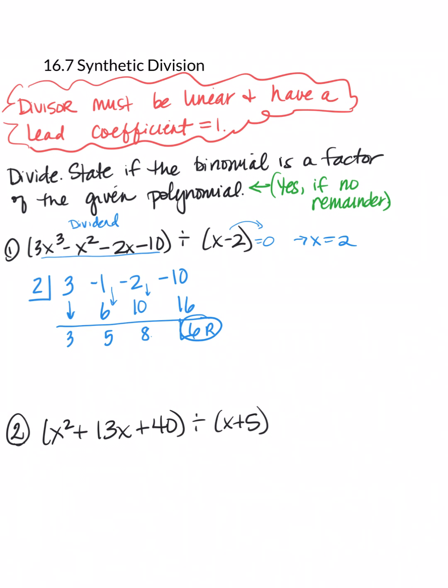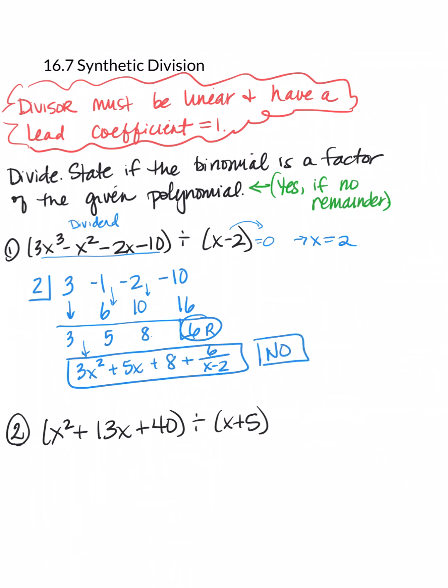Now I need to write my final answer. Now to do this, stop and think for a moment. This was our original dividend, and we divided an x out. So our answer is going to be 1 less degree than the original. So I'm going to put an x squared with this term, plus 5x plus 8. And then this is my remainder, so it'll be plus 6 over the divisor like before, x minus 2. So this one has a remainder, so it is not a factor. So I would say no, not a factor.